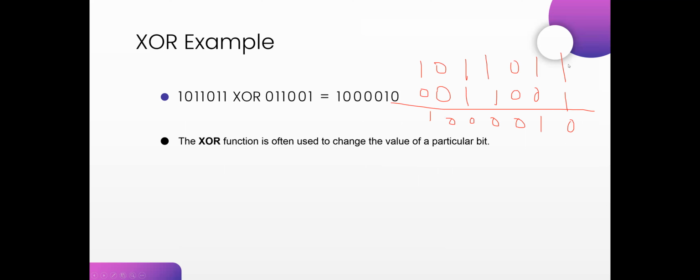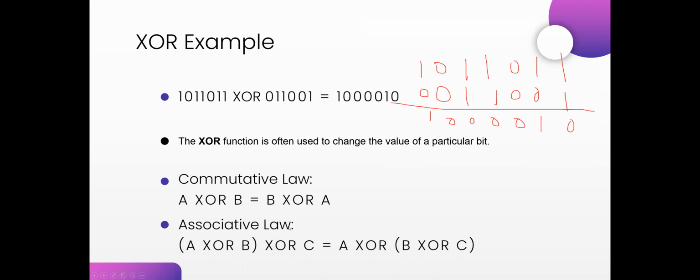All right, so you just do the XOR operation on every single digit. The XOR means when the numbers are different, it's going to be 1. When the numbers are the same, they're going to be 0. All right, so this is XOR. The XOR also supports the commutative law and the associative law.